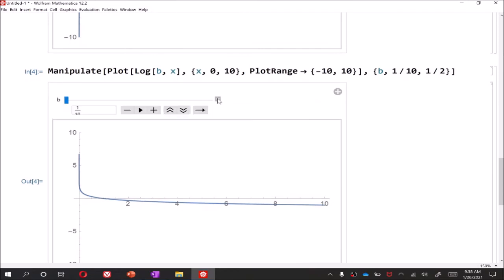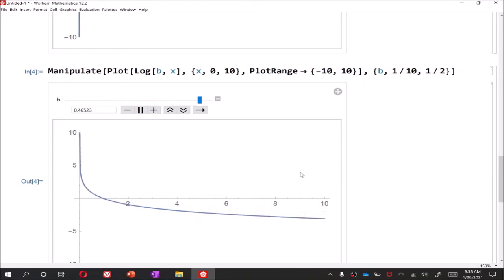And we will again notice what's happening. Notice once again, it is the same general shape. It's still crossing the x-axis at the exact same point. The only thing changing is essentially this steepness.